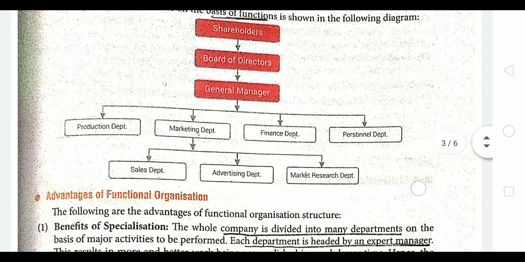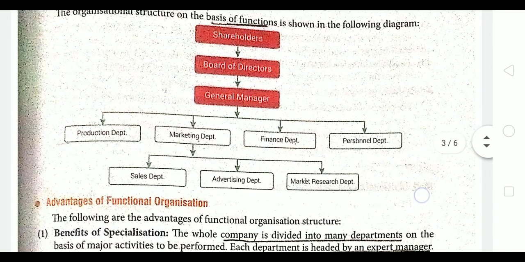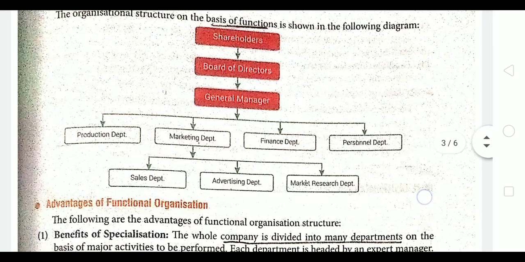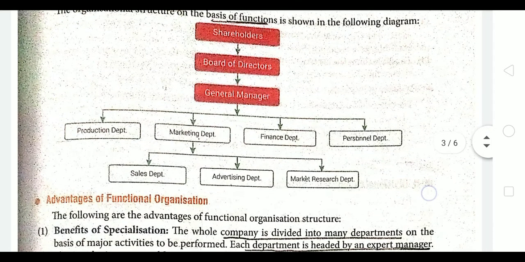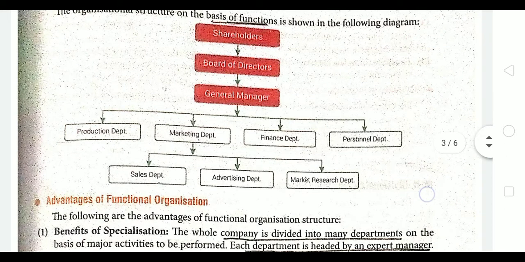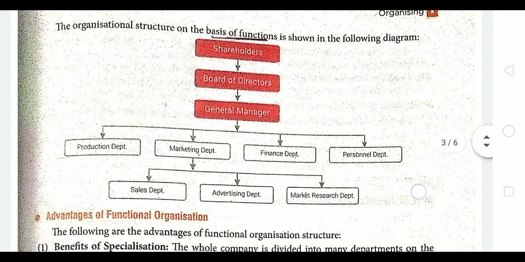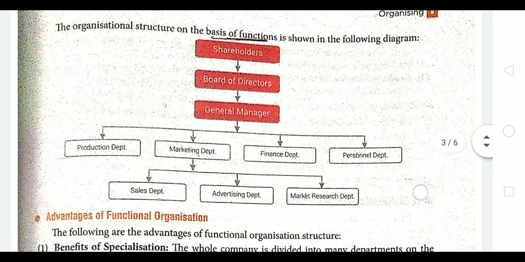The structure of the organization is divided on the basis of functions. The functions are the production department, marketing department, finance department, and personnel department. The sub departments of the marketing department can be the sales department, advertisement, or market research department. So this is all about the basis of functions. On the basis of functions, we are constructing the structure of an organization.